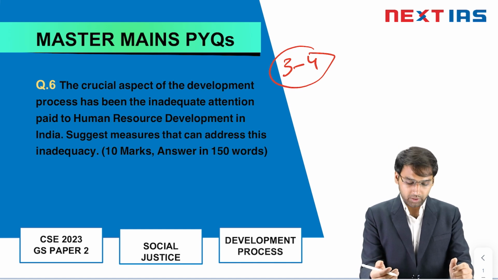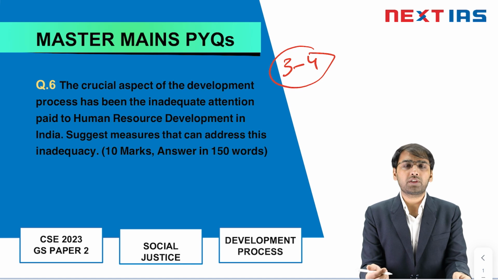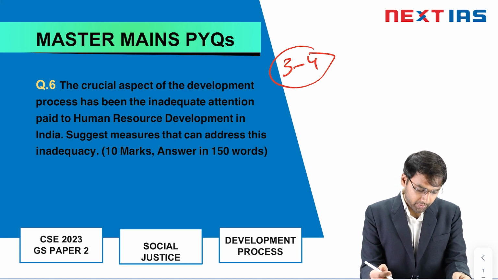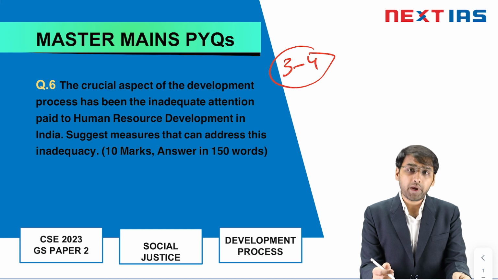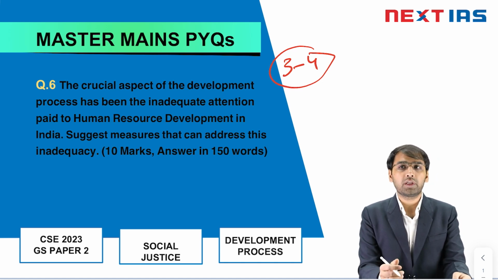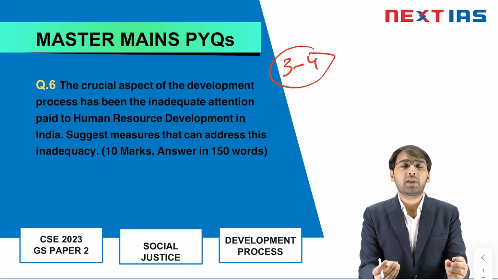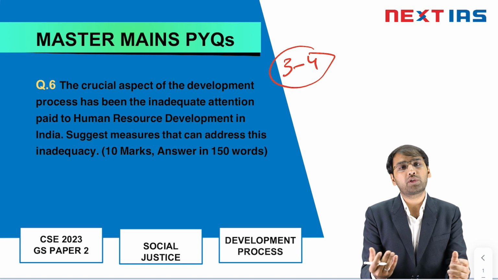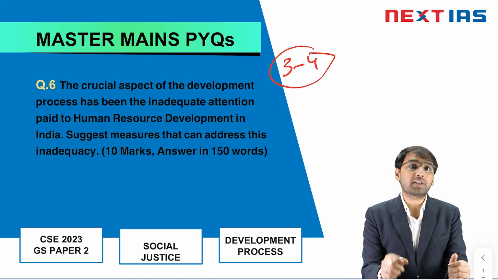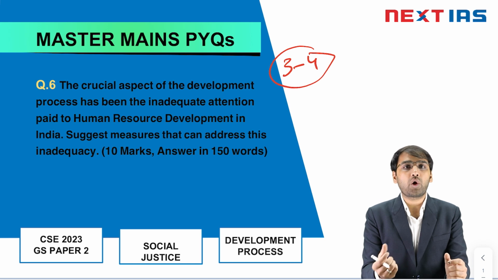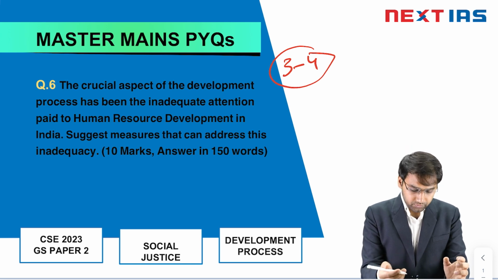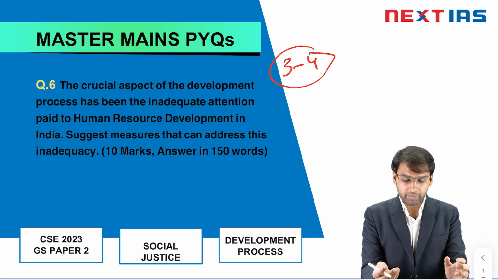in your examination. Okay, so in social justice, the question is asking: the crucial aspect of development process has been the inadequate attention paid to human resource development in India. Suggest measures that can address these inadequacies. So if you look into this question, there is a context given, and the context is that there is inadequate attention to human resource development. But the major aspect of the question is to suggest measures. So you need to structure your answer accordingly. Your context part should cover a little bit of portion, and the major aspect of your answer should be to suggest measures. Okay, so now I'll be discussing how you should be framing your answer.